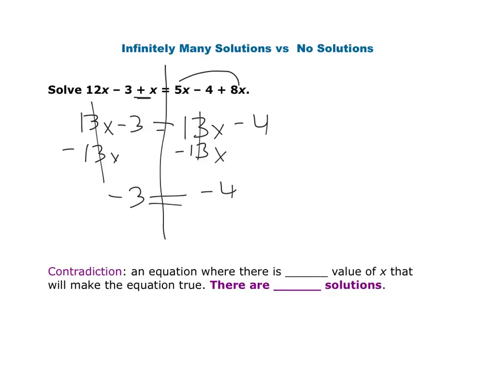Now here, negative 3 does not equal negative 4. So this is like that first example we have. And this is what's called a contradiction. And this is an equation where there is no value of x that will make the equation true. Therefore, there are no solutions. So for this one, we're actually going to write no solution. Or you can actually draw a picture of what's called the null set, which is a 0 with a slash through it. And that also means that there's no solution.